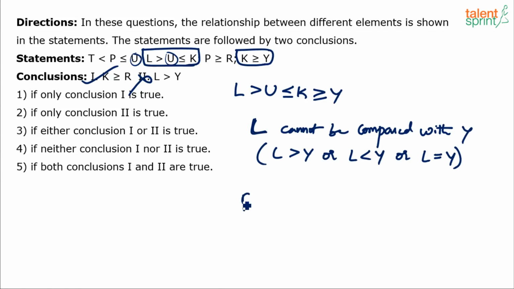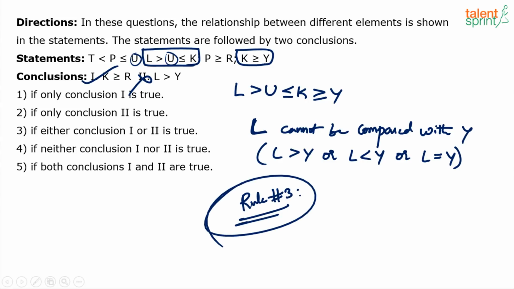According to rule number 3, right? What we have done here is rule number 3 of coded inequalities. Rule number 3 says that when you find dissimilar inequalities between two variables, I want to connect L with y. I am trying to connect L with y and finding out the relationship. When I connect L with y, what do I see? L greater lesser.